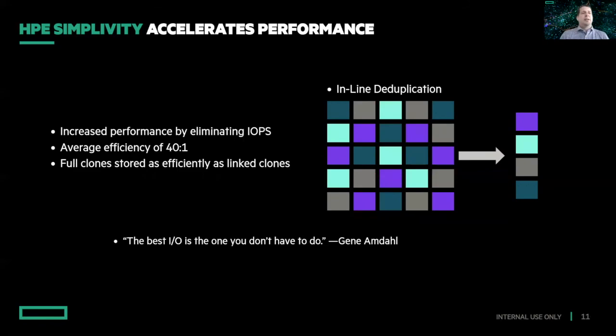HPE Simplivity accelerates performance. It increases performance by eliminating IOPS. And one of the founders said, the best IO is the one you don't have to do. Our average efficiency on our HPE Simplivity VDI platforms is 40-to-1. We do full clones stored as efficiently as linked clones. So whether you're doing full clones or linked clones, we actually provide that efficiency.